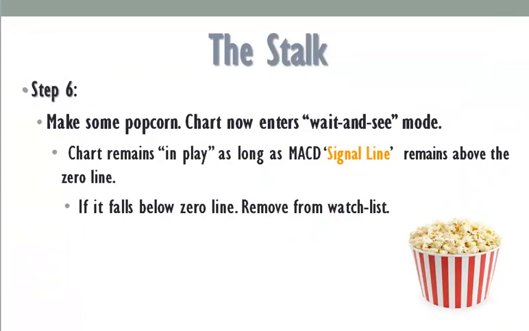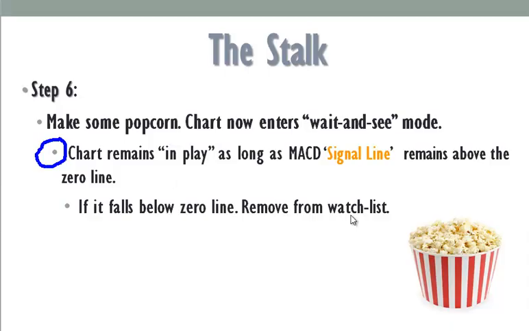Step number 6, this is now part of the stalk, meaning we're just waiting. It's kind of nice because you can go grab a bag of popcorn, throw it in the microwave, or however you choose to make your popcorn. And we now enter the wait and see mode, and we remain in the wait and see mode. So this part is pretty important right here. As long as the MACD signal line remains above the 0 line, then the chart is in play. If it falls below, then see you later. Off the watch list you go. We didn't get any sort of confirmation that it was actually moving out of the hope stage.